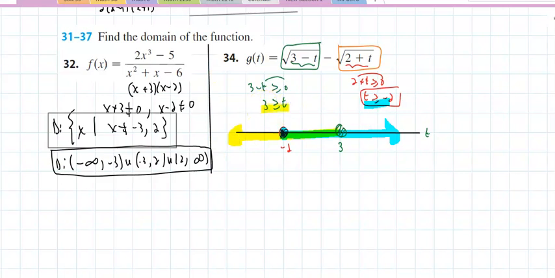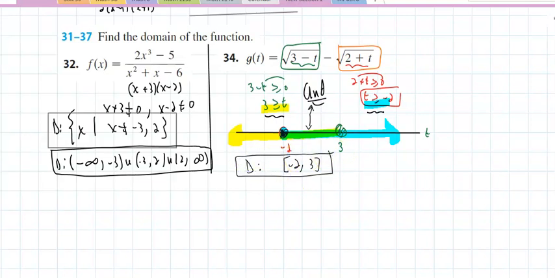Anytime I have multiple restrictions on a domain, it's always "and." And "and" means an overlap. When I overlap the yellow with the blue, I get the region that satisfies both. So my solution is negative 2 to 3. That would be my domain. When you're dealing with an interval, it's a good idea to use interval notation. Otherwise, you should stick with set notation, but you could use whatever you want.